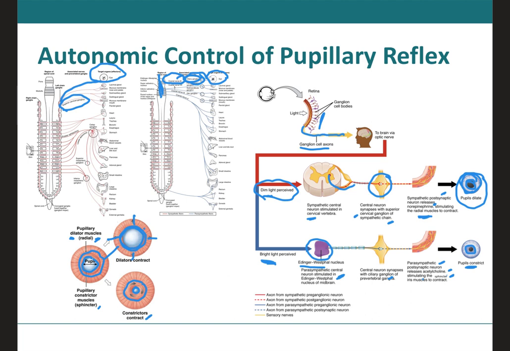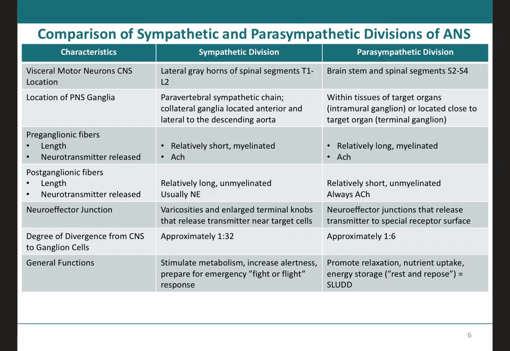One last thing that I want you to notice from this image is that the preganglionic neurons are myelinated. See how they have the myelin around them? And the postganglionic neurons are unmyelinated. This table is a good table for you to summarize everything that we have talked about with regards to the sympathetic and the parasympathetic divisions.